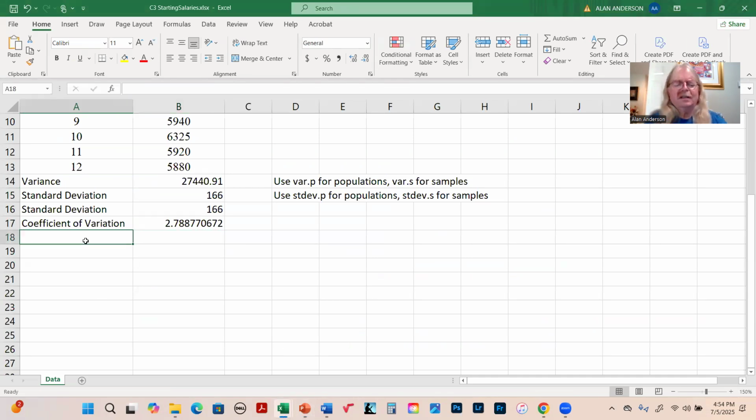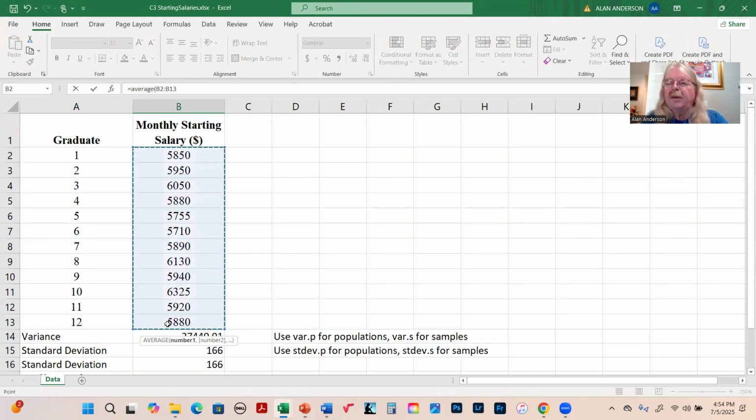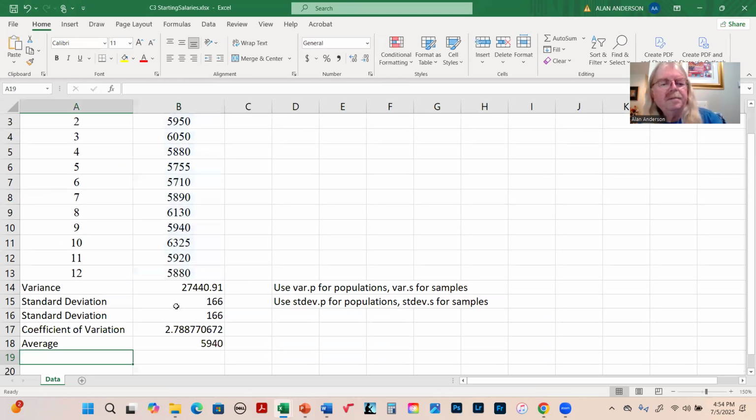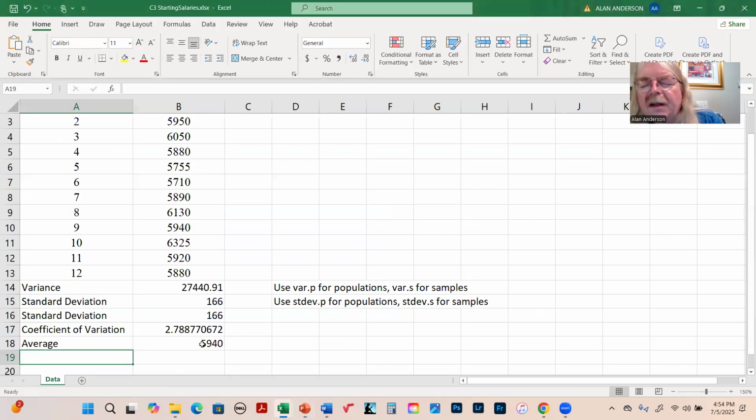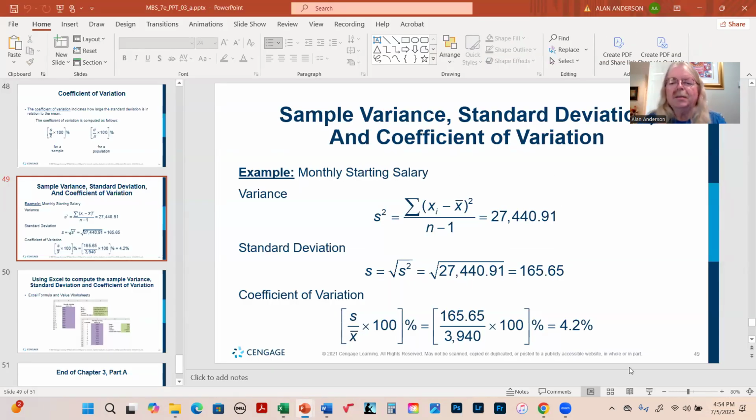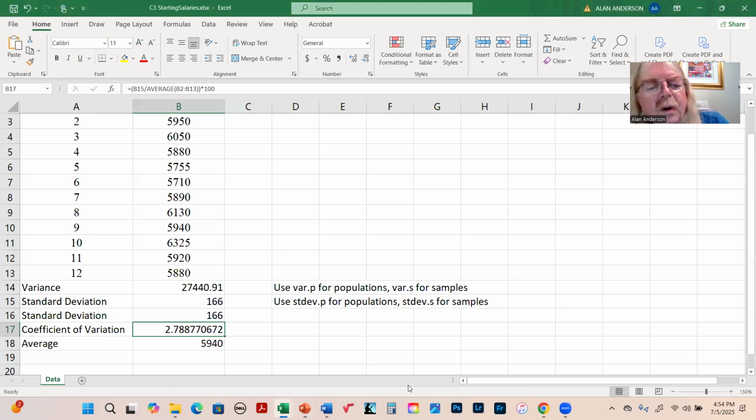What is the, wait a minute, hold on a second. I think there might be a typo in the slides. Yeah, you see what happened here? They've got 3940. It should have been 5940. So we have the right answer and they don't. All right, I don't know if you noticed that. This is a typo. So yeah, it's actually 2.78%, not what they have, which is 4.2%.